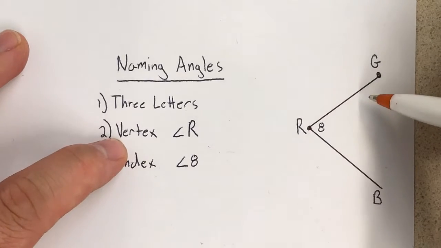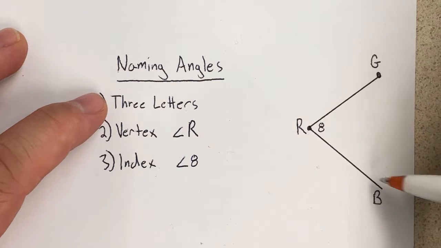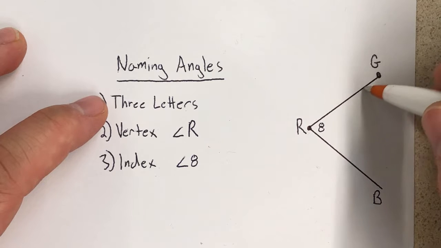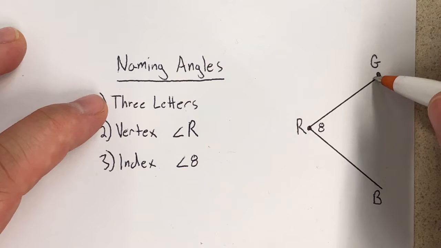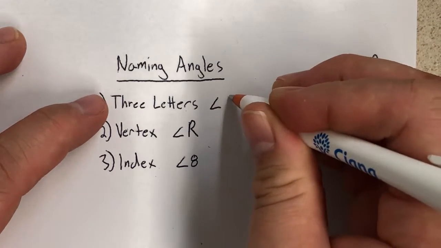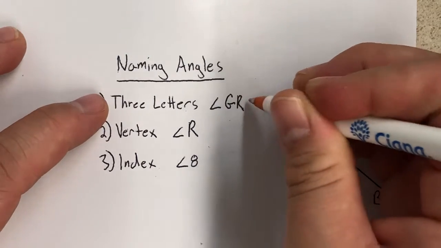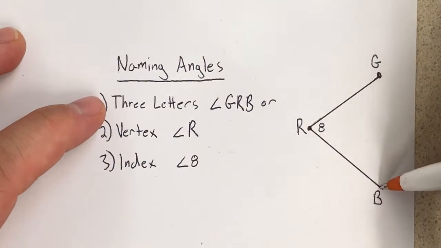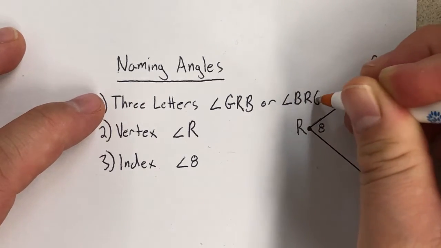And then also, especially when there's a lot of angles that are next to each other, a lot of times we use 3 letters to name the angle. And the key thing about that is you want to draw it into the vertex and then out. So the way you'd name it is G to R to B as the angle. So angle G going to R and then to B. Or if you wanted to, you could do the reverse order. So that'd be B to R to G. Angle B to R to G.